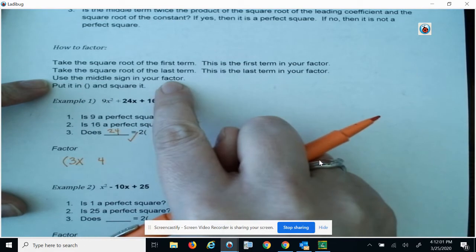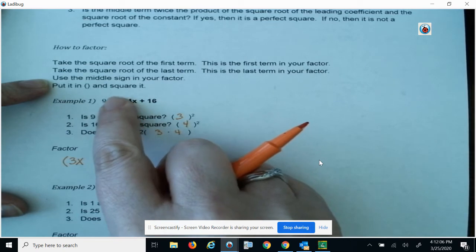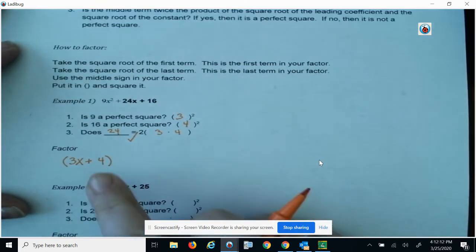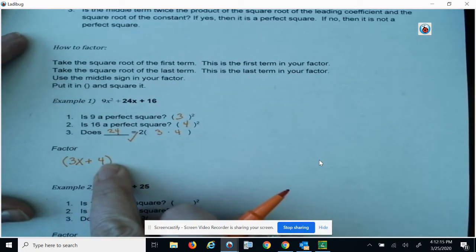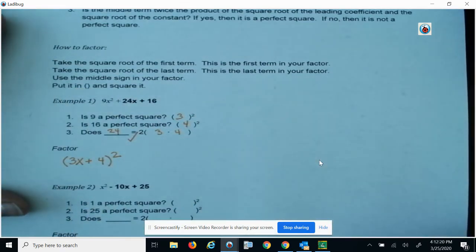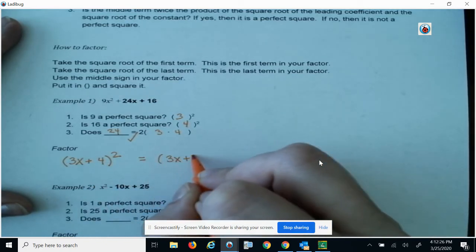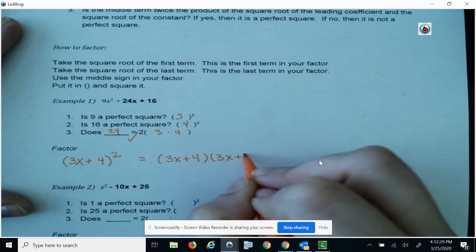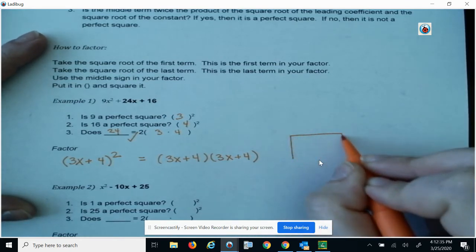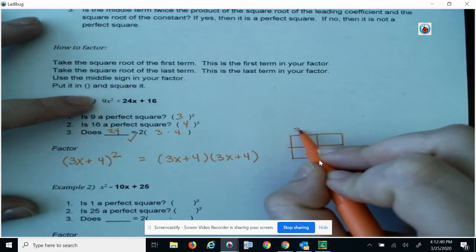And then we're going to use the middle sign in your factor. So the middle sign here, the one in front of our middle term, is a positive. So this binomial is our factor. And then we're going to put it in parentheses and square it. Now remember, this squared means it's 3x plus 4 times 3x plus 4. You can use the box method or the FOIL method, multiply that out, and check to see if you get this answer. So you're checking your work.